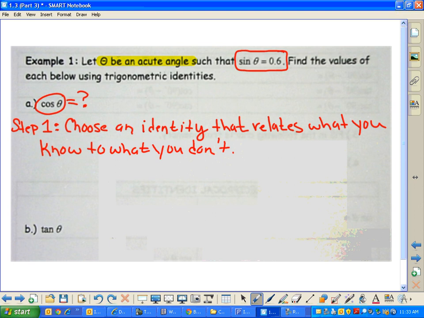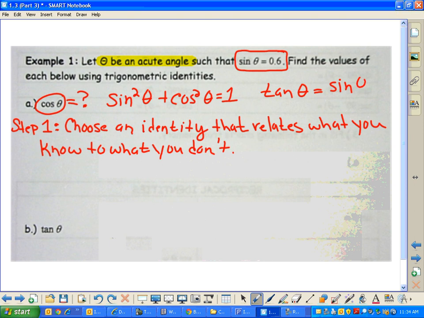Go ahead, Adam. The Pythagorean one. Which Pythagorean one? The first one. So that's one of them. There's another one that relates sine and cosine together. Go, Michael. Yeah, quotient identities. So we'll just start with tangent. You know that tangent is sine theta over cosine theta.